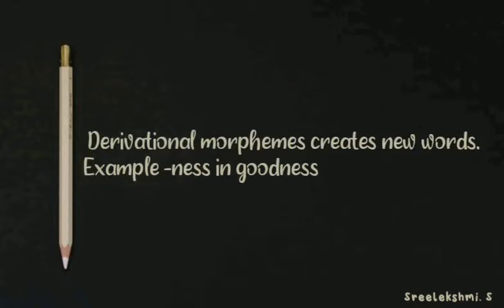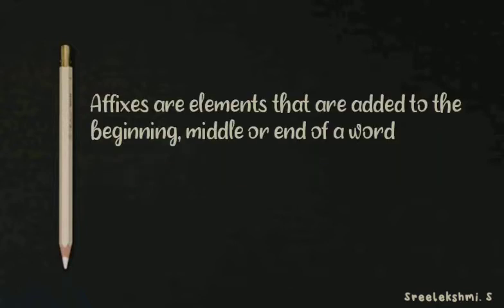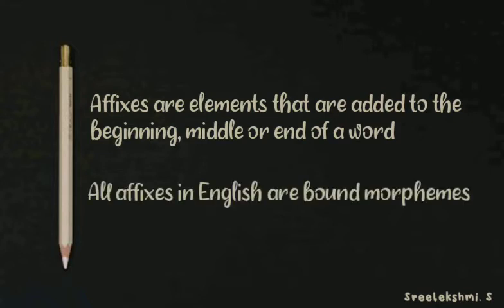Now, derivational morphemes create new words. For example, ness in goodness, ship in friendship, etc. Affixes: elements that are added to the beginning, middle, or end of a word are called affixes. All affixes in English are bound morphemes.